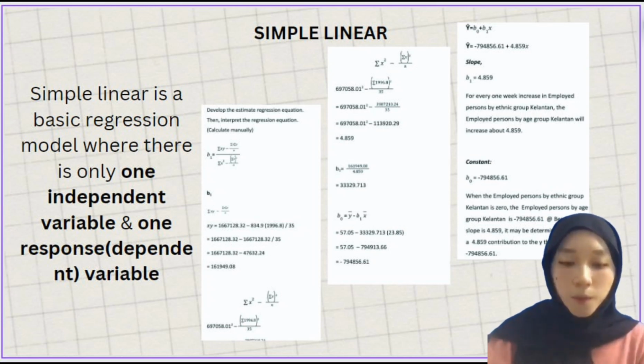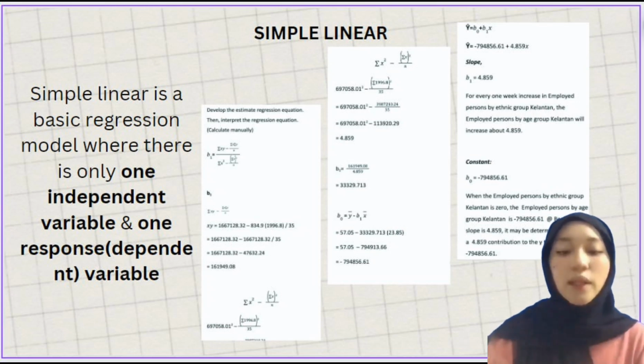Sxx: 697058.01 squared minus 3987210.24 divided by 35. And for the answer, 4.859. Then B0 equals 57.05 minus 33329.713, times 23.85 and 57. And for the answer, 794,856.61.